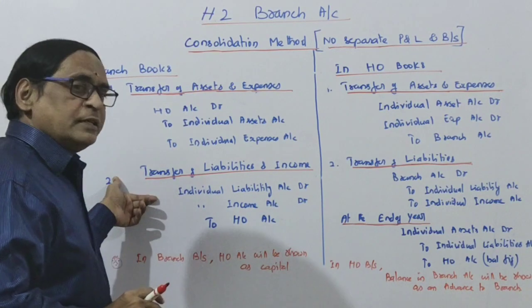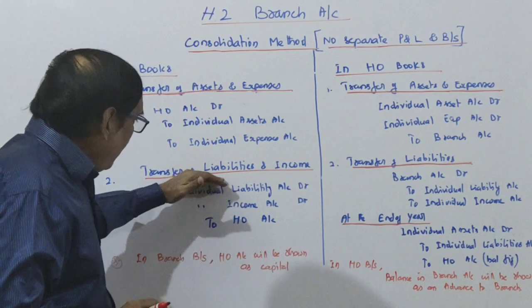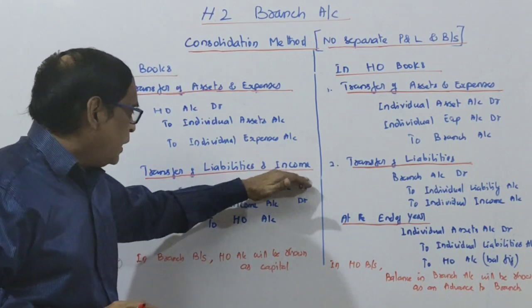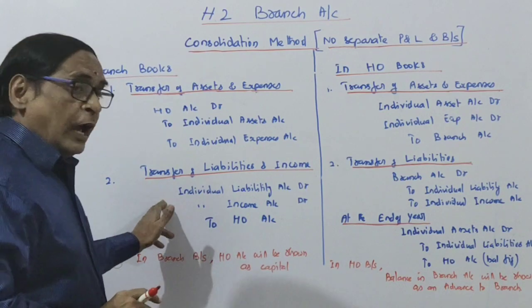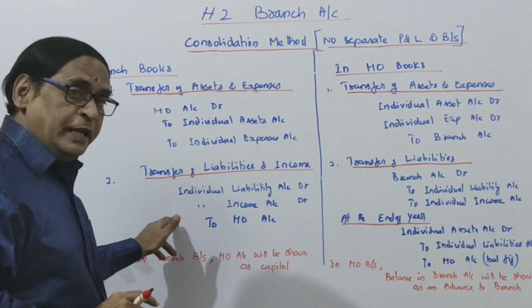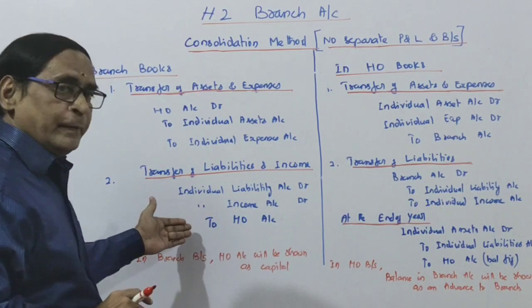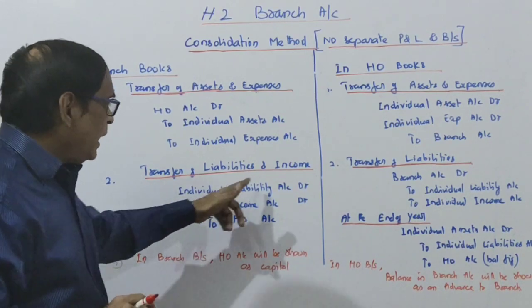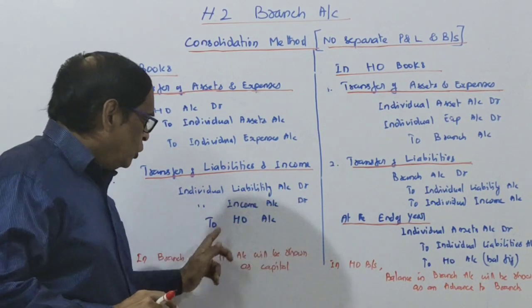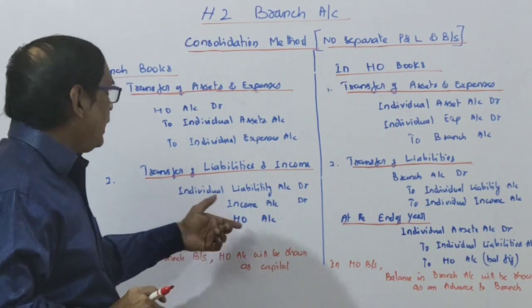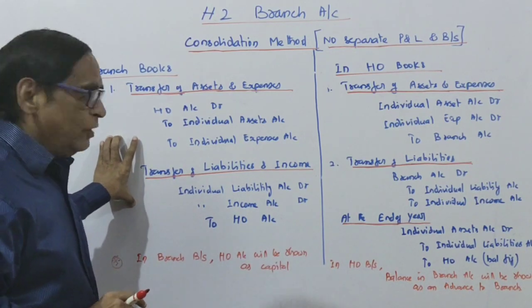And then next, the transfer of liabilities and income. If we are transferring the liabilities and income, what will be the journal entry in the books of branch? Actually, liability and income will be in the credit. But now we have to transfer them, so they should be debited in the branch books. So individual liability account debit, individual income account debit, to head office, because we are transferring to head office. So these two important points you have to remember always.